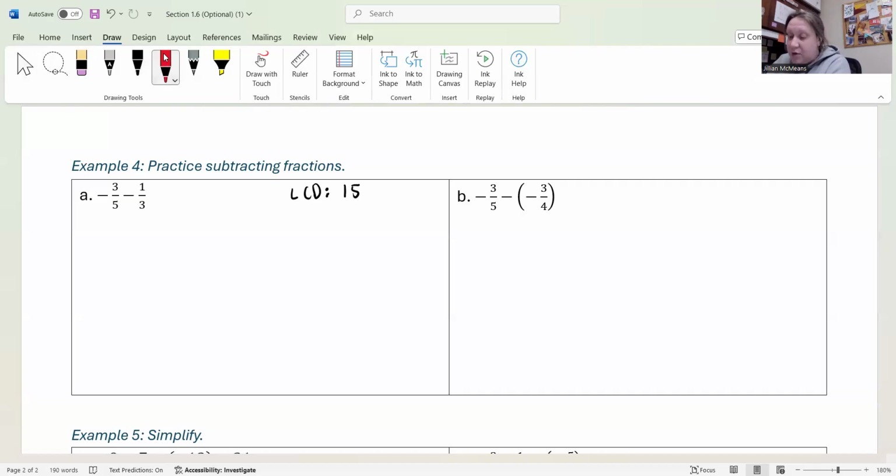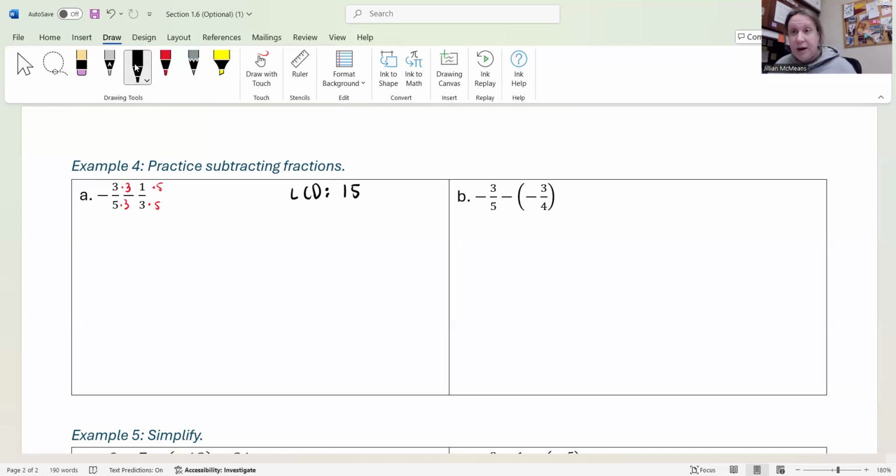So then I have to ask myself, looking at 3/5, what would I have to multiply 5 by to get 15? Well, I'd have to multiply it by 3. But if I multiply a denominator by 3, I have to multiply a numerator by 3. And then we're going to look at 1/3. To get 1/3 into an equivalent form with 15 as the denominator, what would I multiply 3 by to get 15? I would have to multiply 3 by 5. So if I multiply the denominator, I also have to multiply the numerator. So multiply top and bottom of both fractions by whatever number is going to convert the denominator to the LCD.